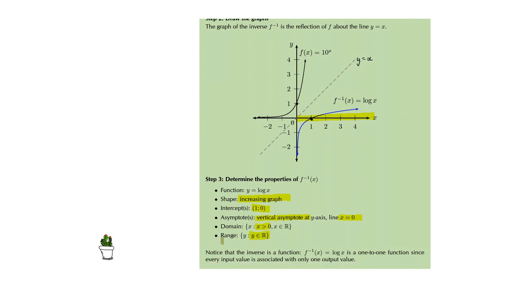They say here, notice that the inverse, the function f to the minus 1 equals log x, is a one-to-one function as well, since every input value is associated with only one output value. And we can see that on the graph. If you map any of these x values, you see that all of them map to their own unique y value. So none of them have a y value that they share.